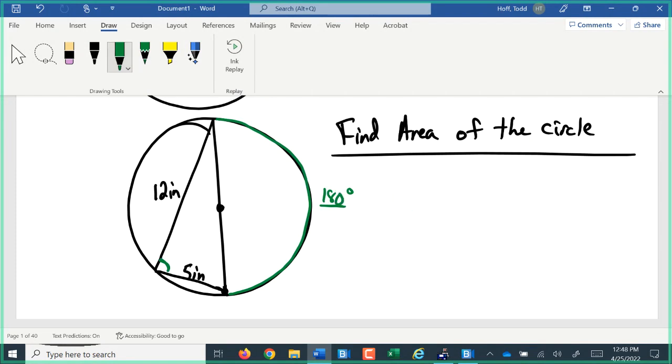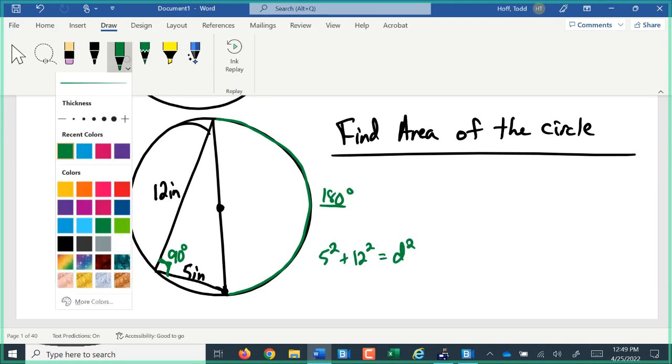Careful with your answer. That is 90 degrees. It's a right angle. Which means I can do what to find my diameter? Got it. It's the hypotenuse of a right triangle.